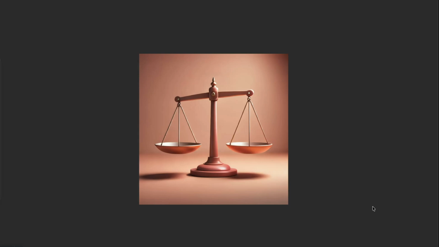But first, imagine a balanced scale. If both sides are equal, the scale stays balanced. And that's exactly what an equation means. Both sides are equal.